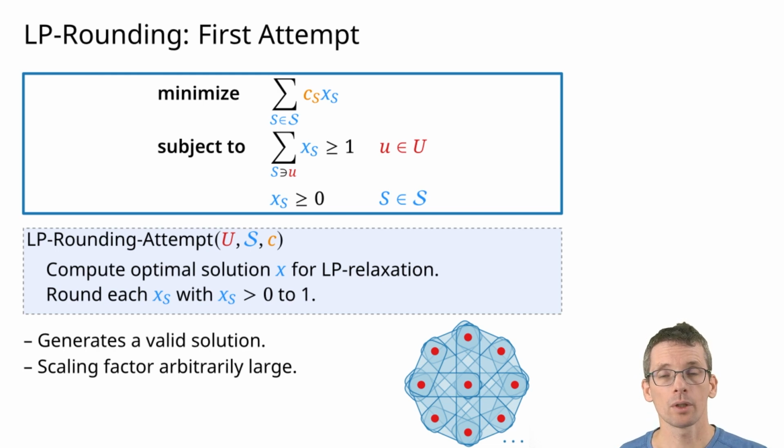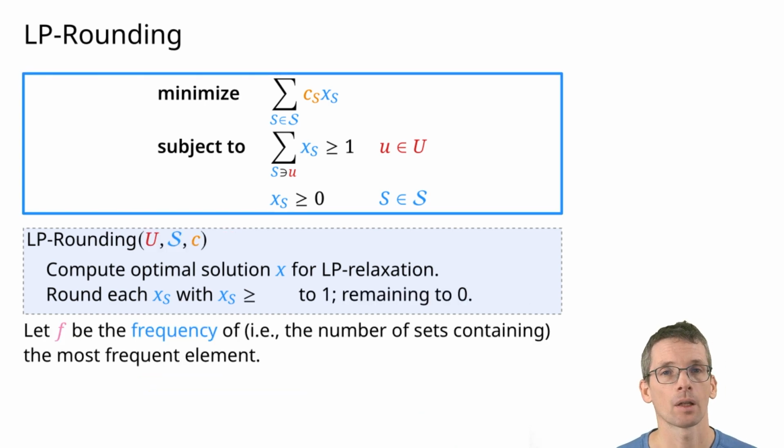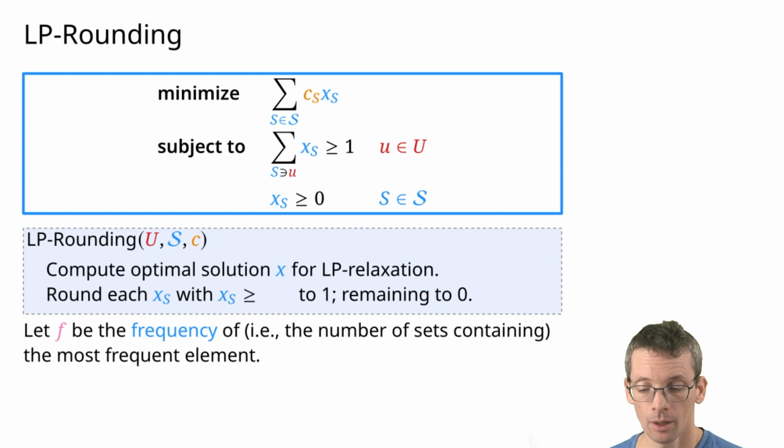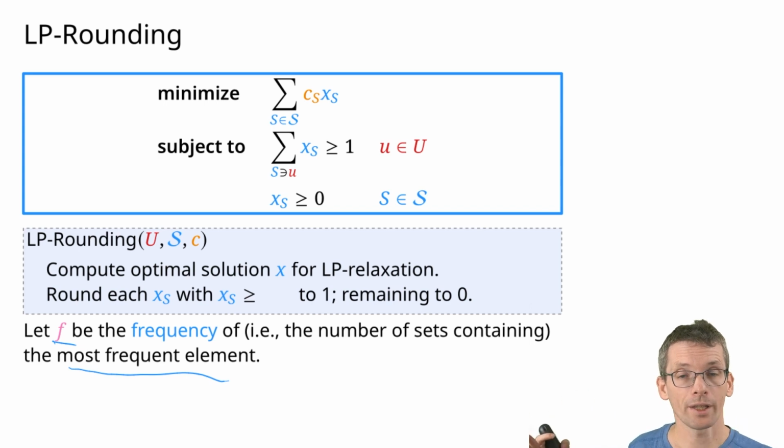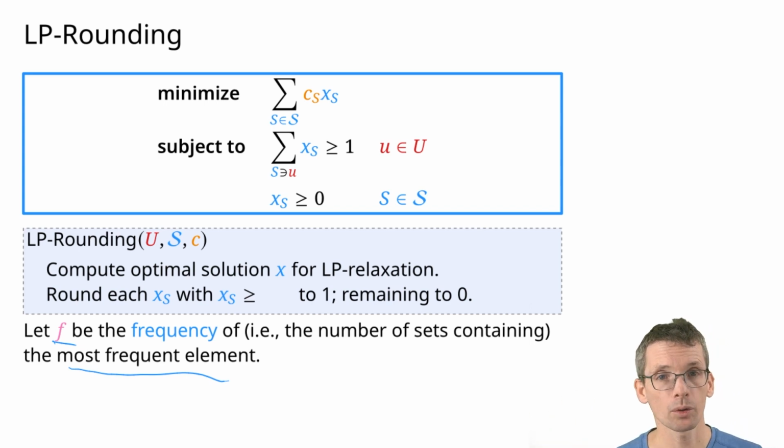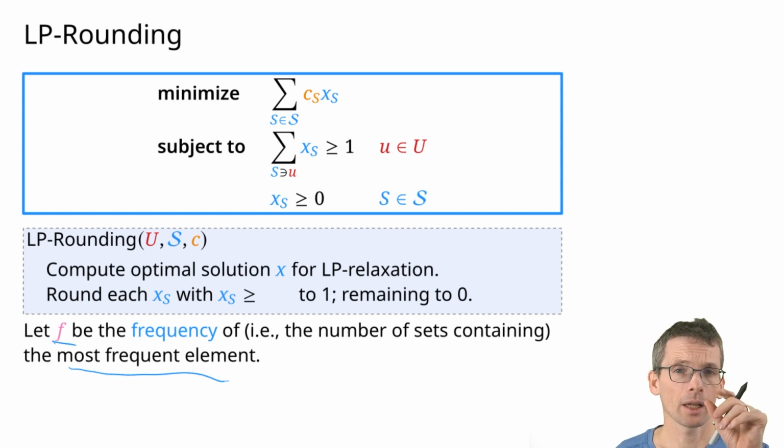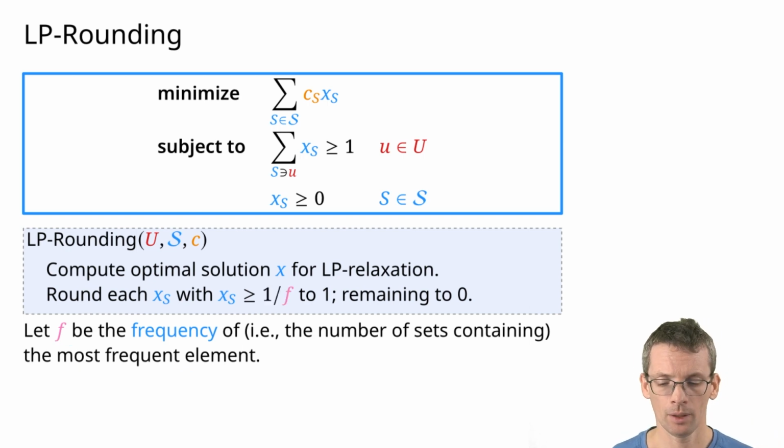So we need to decide how to round, and what we're going to use there is the frequency f. What is frequency? The frequency of an element is the number of sets that contain that element, and the frequency f is the largest frequency among all of the elements, so the most number of times any of the elements is covered by sets. And we will now simply round x_s up to 1 if it is at least 1 divided by f. Otherwise, I round it down to 0.